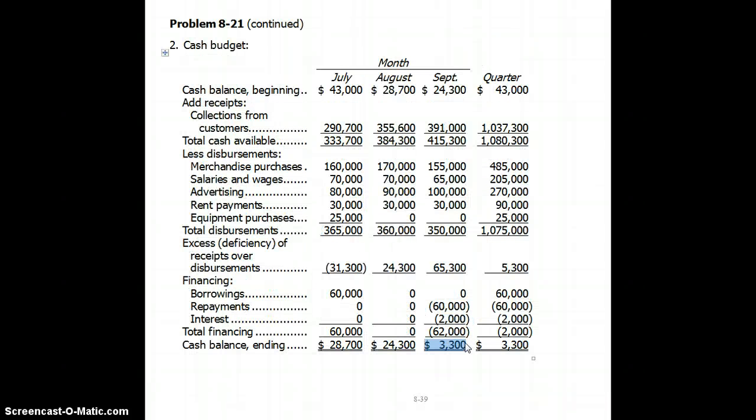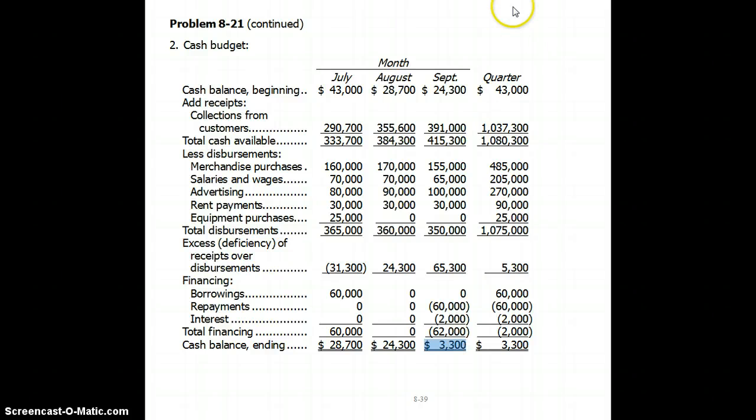Therefore, we will not be able to pay back the full $60,000. So, part 3 asks us whether or not we'll be able to maintain a minimum cash balance of $20,000 if we were to pay back the full loan which opened in September. And the answer is no.